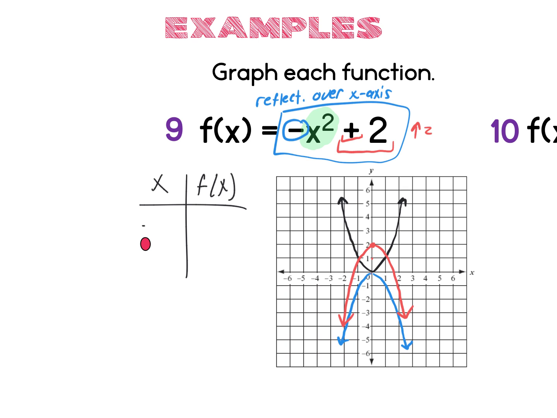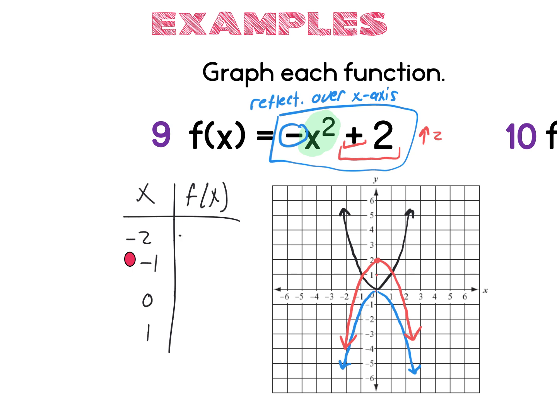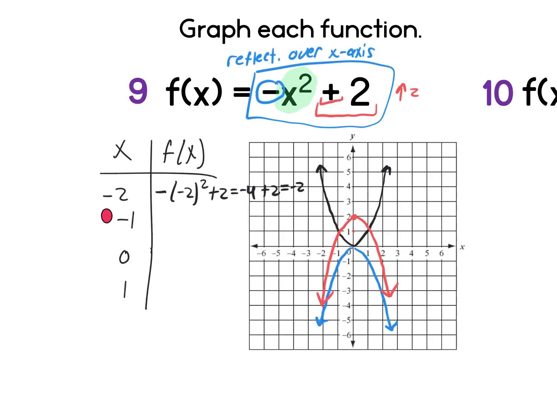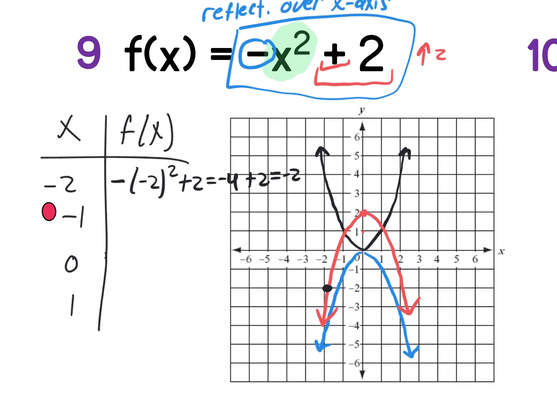So let's say I pick -2, -1. I'll pick 0 and 1. We can stop there. If I plug in -2 for f of x, remember that there's a negative on the outside. We're replacing x with -2, squaring it, and then adding 2. All right, -2 squared is going to get you 4, but we still have that negative on the outside. So we get -4 plus 2, and that's going to get you -2. And that's how we end up right here at this point, -2, -2.